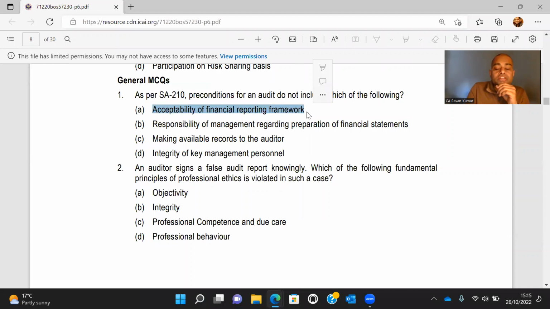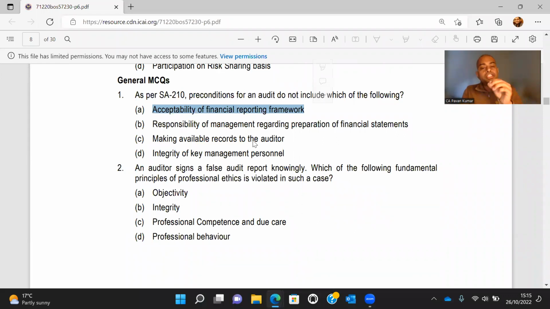Acceptability of financial reporting framework. That means, do you think financial statements must be prepared according to Schedule 3 and accounting standards? The answer is yes. Without that, can the auditor start the audit? The answer is no. The auditor cannot start the audit if the financial reporting framework is not followed. That is a precondition. And management is responsible for preparation and presentation of financial statements. That is also a precondition.